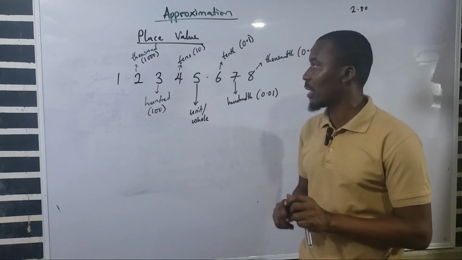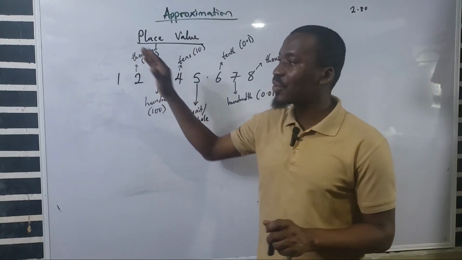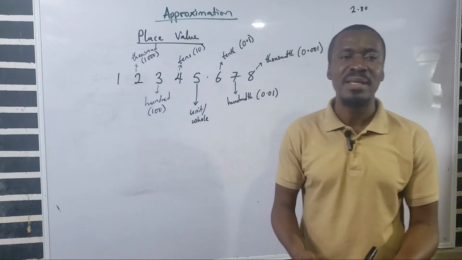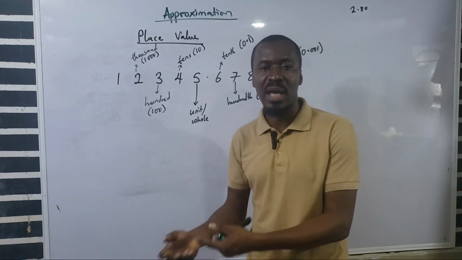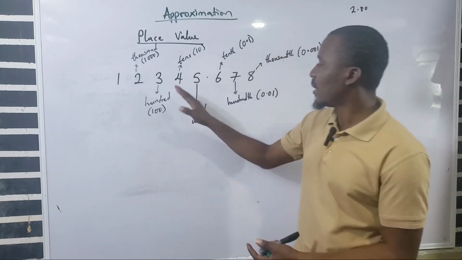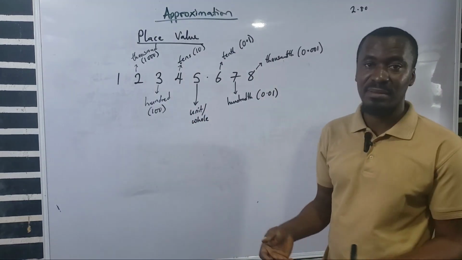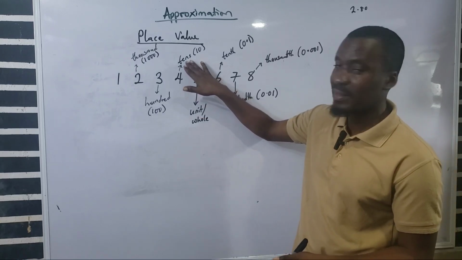Okay, so these are the things that you need to understand while making any form of approximation on place value. Instead of telling you approximate to the nearest 1,000, they will tell you approximate or leave your answer in the nearest 1,000. Leave your answer in the nearest 100. Leave your answer in the nearest 10. That's the same thing with tens.